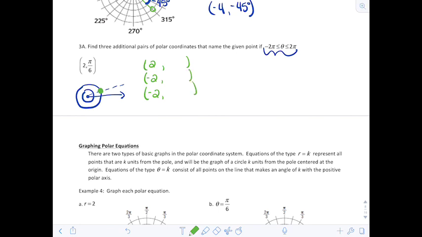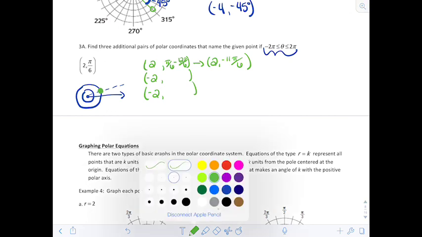Another way to stay right there is to take that pi over 6 and subtract 1 whole revolution, which would be 12 pi over 6. So positive 2 and negative 11 pi over 6 is another way to get to that point.